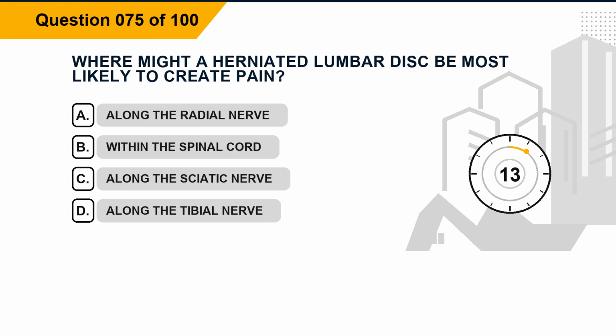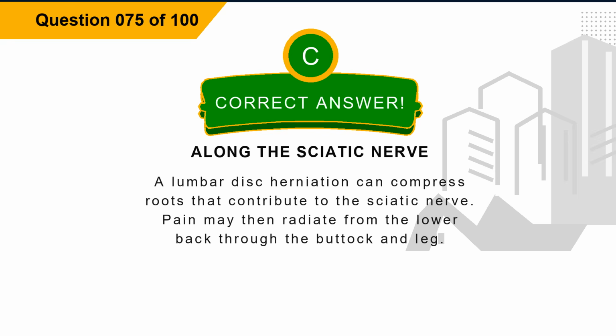Question 75. Where might a herniated lumbar disc be most likely to create pain? Option A, along the radial nerve. Option B, within the spinal cord. Option C, along the sciatic nerve. Option D, along the tibial nerve. The correct answer is option C, along the sciatic nerve. Explanation. A lumbar disc herniation can compress roots that contribute to the sciatic nerve.